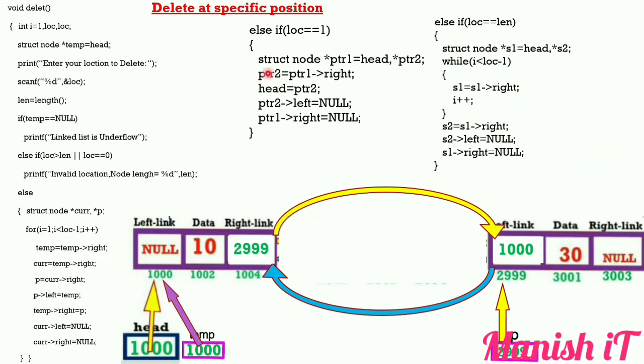So this is for the first node, and this is for the last node, because our condition is location equals length. Length is whatever length is there. Suppose in the previous situation there are three nodes, so whenever you enter 3, that means this one. So these are all the ways to delete your node.